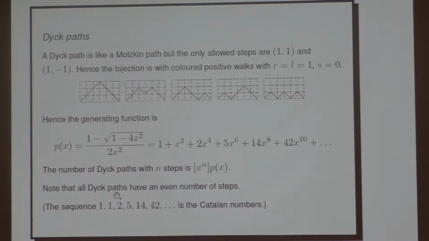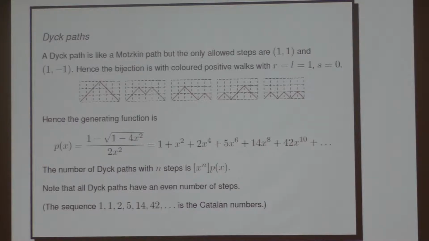And the thing to notice is that all Dyck paths, unlike Motzkin paths, have an even number of steps. So we've got a bit of redundancy here. I mean, this series only has even terms. So we could instead just talk about Dyck paths with 2n steps and then have a slightly simpler generating function, which is actually what we'll do a bit later.